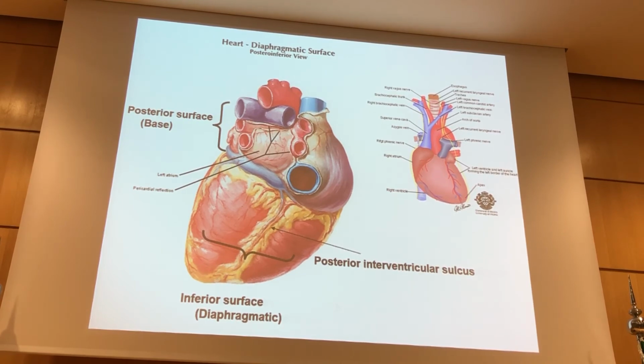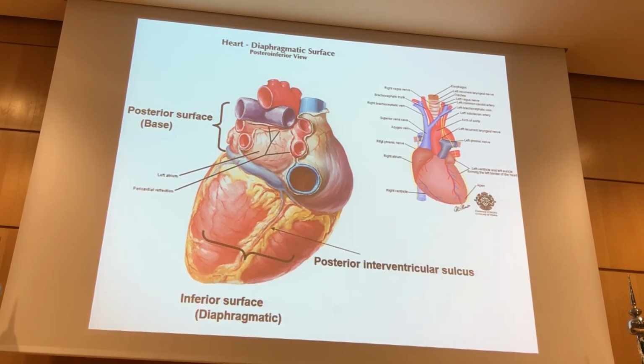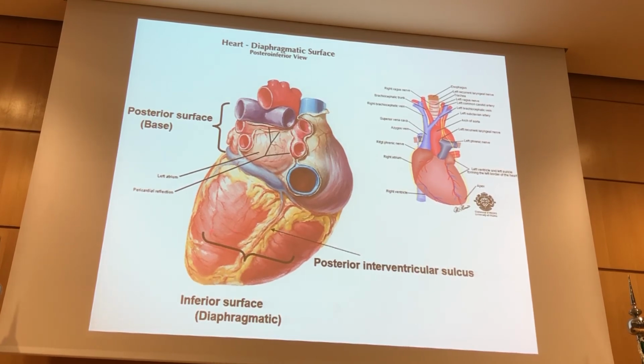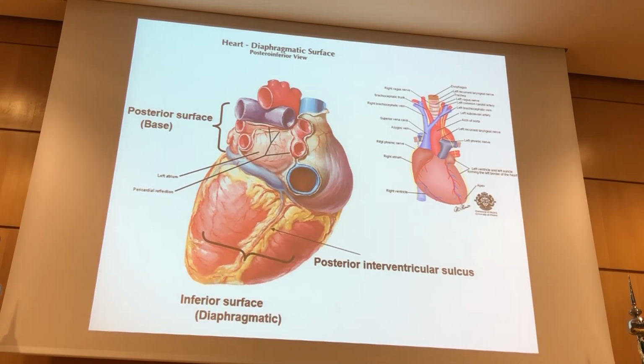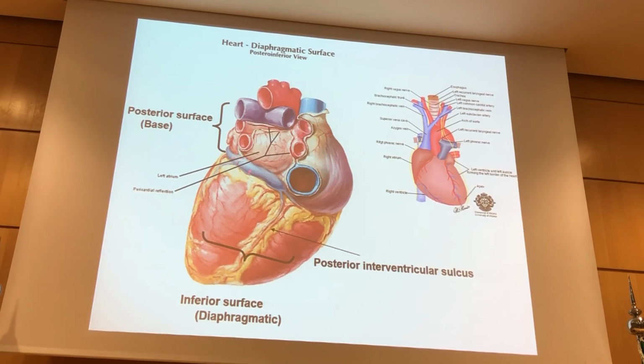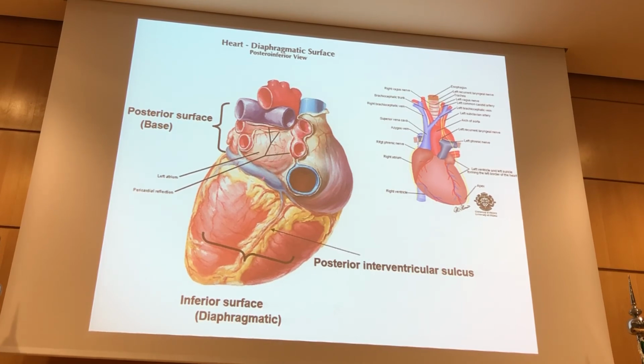We have the 2 ventricles. This part is sitting on the diaphragm. That's why we call that the diaphragmatic or the inferior surface. So the inferior surface is formed by the 2 ventricles, and it is sitting on the diaphragm. That's why we call it the diaphragmatic surface. So 3 surfaces of the heart. One is anterior or sternocostal. One is the posterior, which is the base of the heart, which is the left atrium, basically. And one sitting on the diaphragm, which is the inferior surface or the diaphragmatic surface formed by the 2 ventricles.